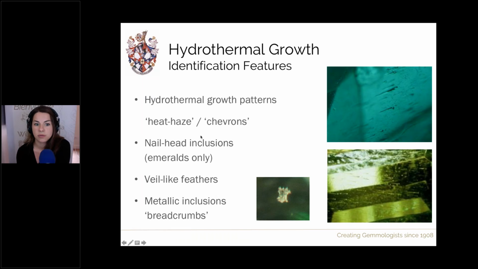How do you know the difference between this synthetic and your flux-grown synthetic, because those features cross over? The main differences would be within the flux that's trapped in your flux feathers. This is translucent and whitish or orange in appearance. And then also there is this hydrothermal growth pattern in your hydrothermal synthetics. So this is always present in your hydrothermal grown synthetics for emerald, ruby, sapphire. So this, again, is very different to your flux. So that's how you separate those types of synthetics apart.